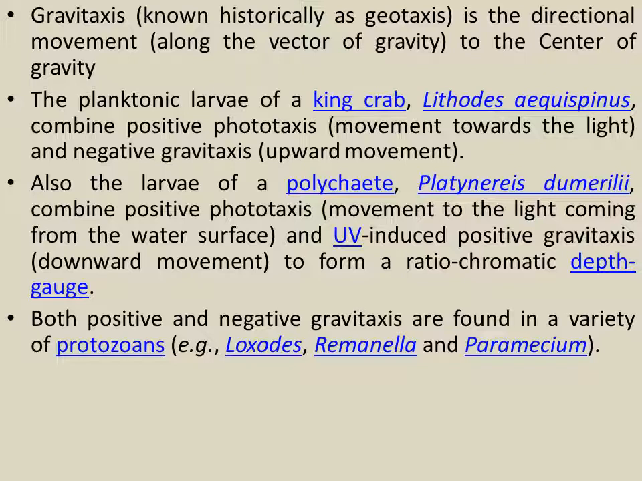Also the larvae of a polychaete, Platynereis, combine positive phototaxis, of course movement towards the light, and UV induced positive gravitaxis, downward movement, to form a radiochromatic, that is depth gauge. Both positive and negative gravitaxis are found in a variety of protozoans like Loxodes, Remanella, Paramecium, and so on.